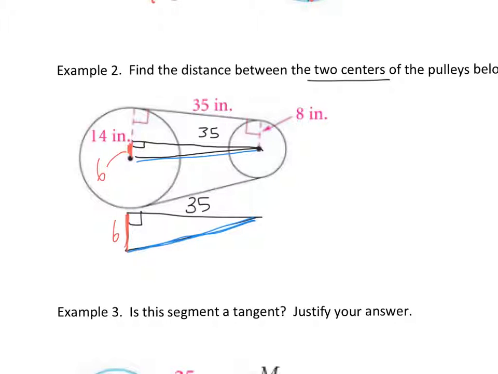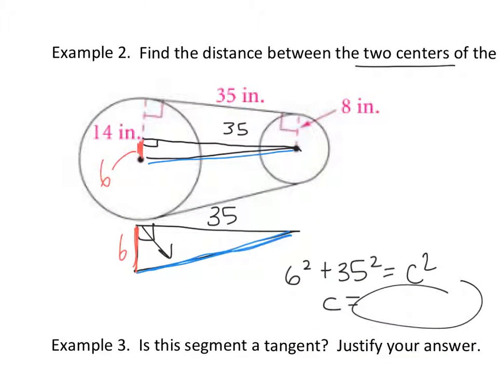To figure out this blue distance, I'm going to use the Pythagorean theorem. So it's going to be 6 squared plus 35 squared equals c squared. This is opposite of the 90, so it's c. It's kind of hard to see that it's a right triangle right here, but opposite of the 90 is the hypotenuse. So then you can calculate this out and find what c is. Just make sure that you draw a picture and draw a line that's parallel to the tangent line.